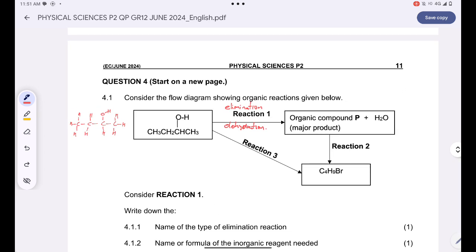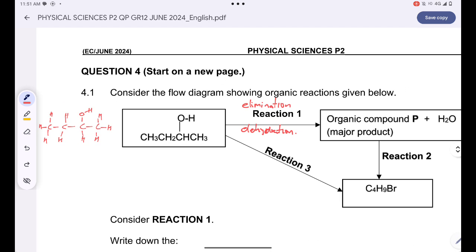The type of elimination reaction is called dehydration, and the catalyst that we may need is H2SO4, sulfuric acid, and guys, it has to be concentrated. Our sulfuric acid has to be concentrated.